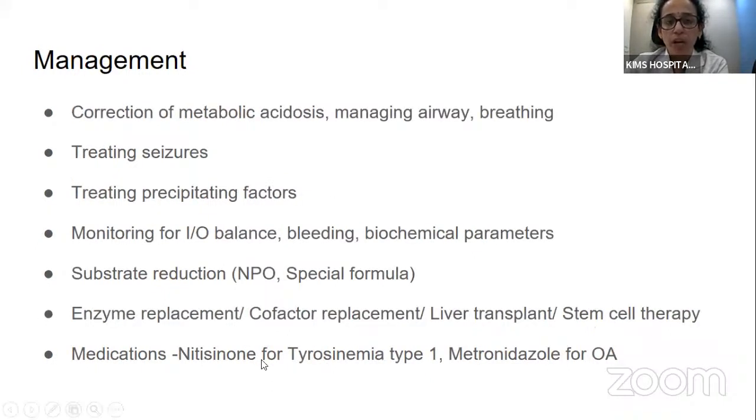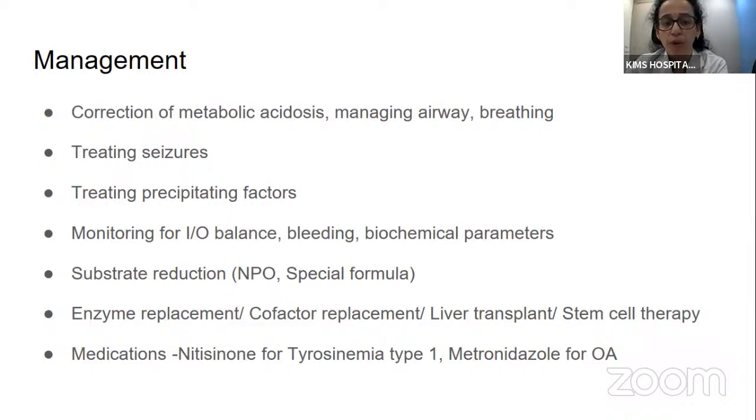So correction of metabolic acidosis, managing the airway and breathing by connecting the baby to the ventilatory support, treating the seizures, and treating the precipitating factors like infection should be done. And we should monitor the baby for intake output balance, glucose levels, as well as bleeding and other biochemical parameters like electrolytes and calcium levels.